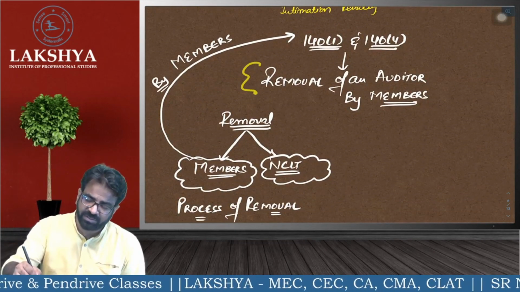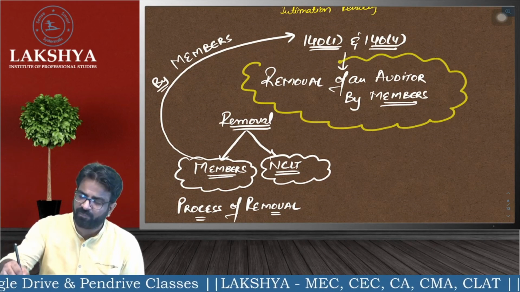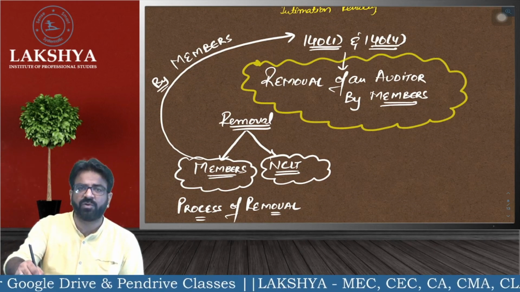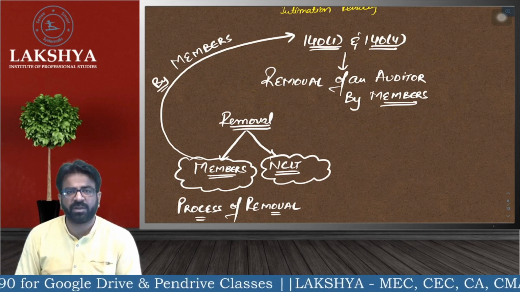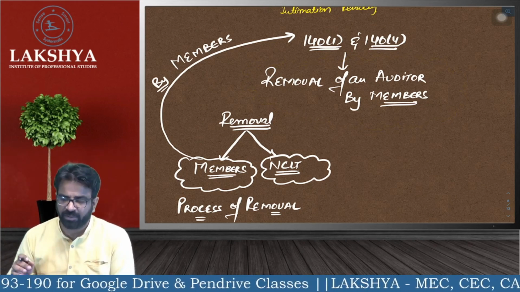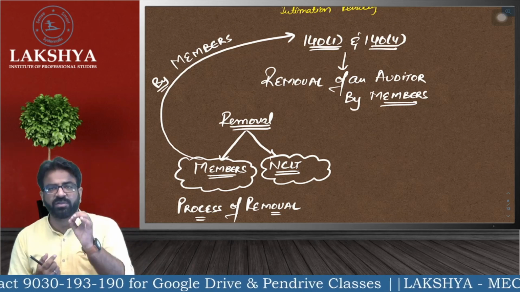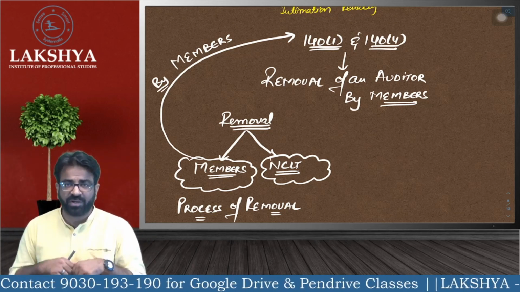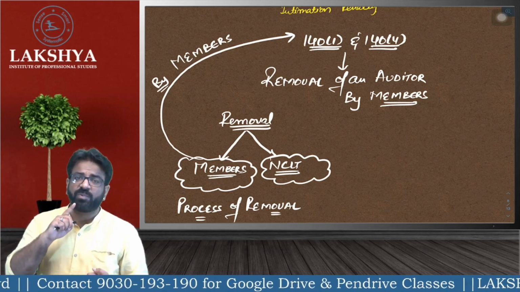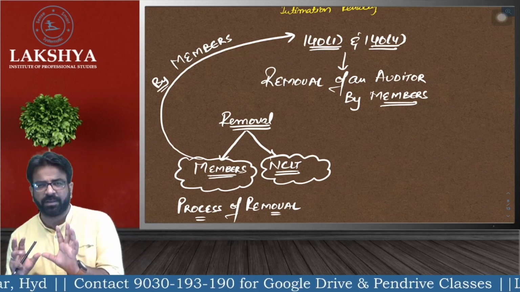Now what is 140 subsection 1 and subsection 4? It is known as removal of auditor by whom? Members. Everyone clear or not? Now who are the two people who can remove you? यहाँ तो तुम्हें member remove कर सकता है या तुम्हें NCLT remove कर सकती है. Now we have not done the NCLT removal. It is being removed by members only, but NCLT is also a little bit involved in that.